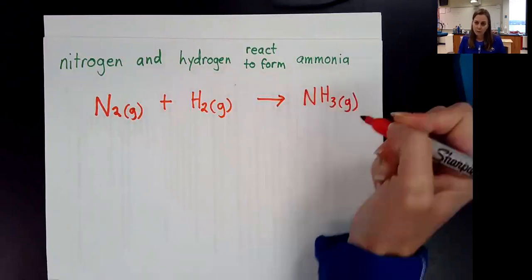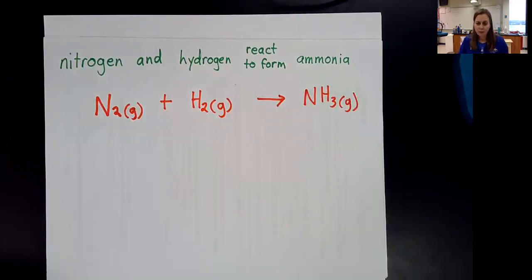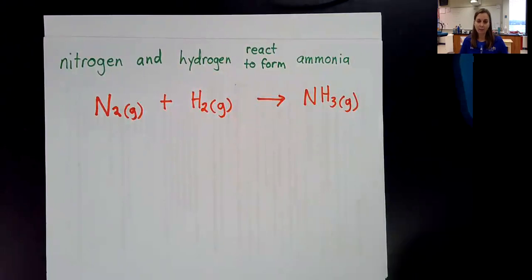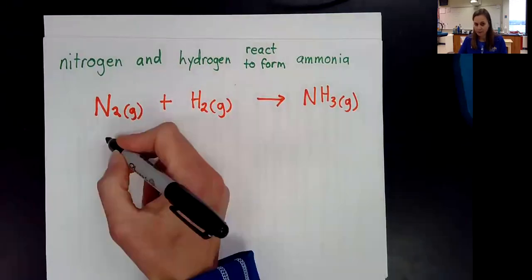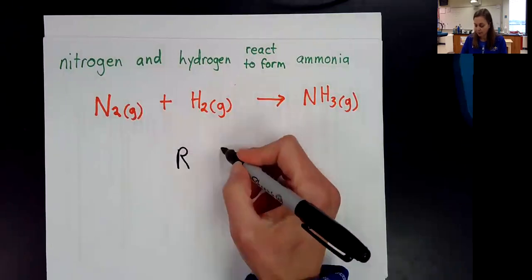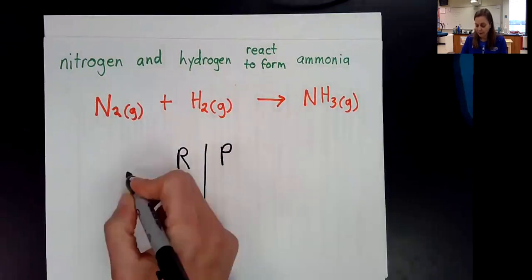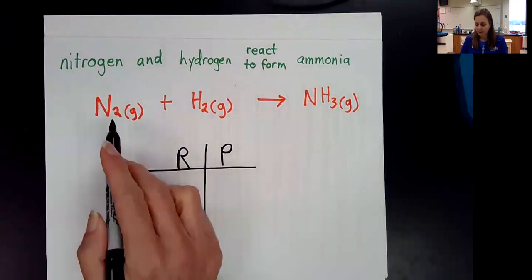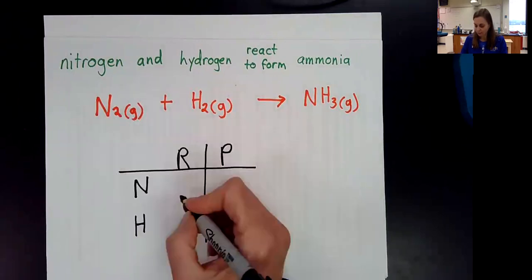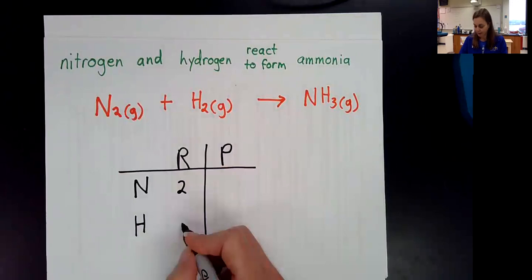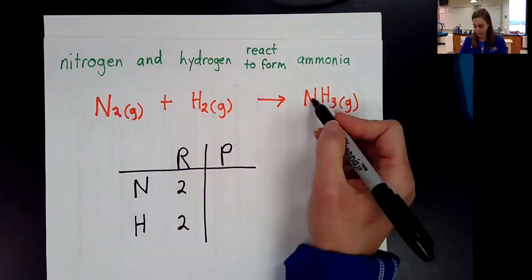So we could do the visual representation, but I don't see you guys wanting to draw pictures on your quizzes and tests. So let's talk about a way that we can do this more mathematically and less from the visual representation. So I'm going to make a T chart. These are my reactants, and these are my products. And in my T chart, I'm going to say how many nitrogens and how many hydrogens. So on the reactant side, I have 2 nitrogens and I have 2 hydrogens. On the product side, I have 1 nitrogen and 3 hydrogens.